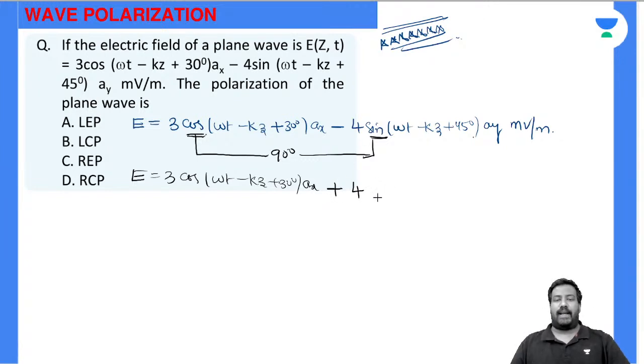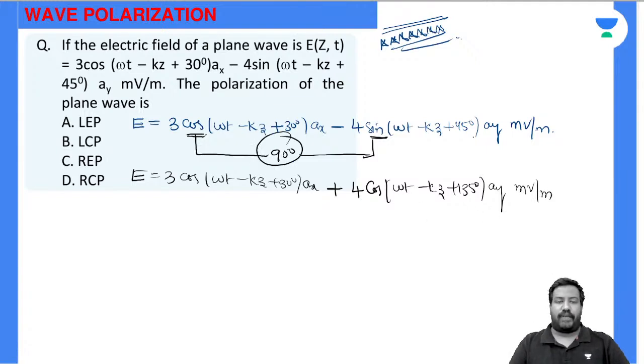So minus sin theta is cos of 90 plus theta. Second quadrant, cos is negative. Minus sin theta, so I can write as cos of omega t minus kz plus 90 plus 45, that is 135. Now I have written this in standard form. Remember, the 90-degree phase shift is already proven. Why I am doing this is only to determine left or right. How to determine left or right now?